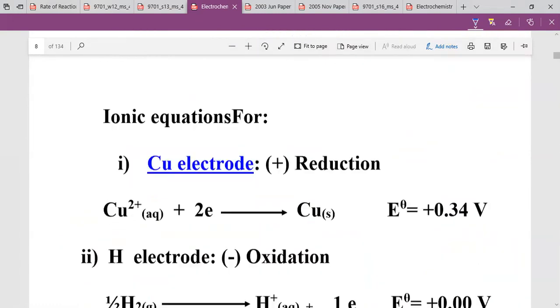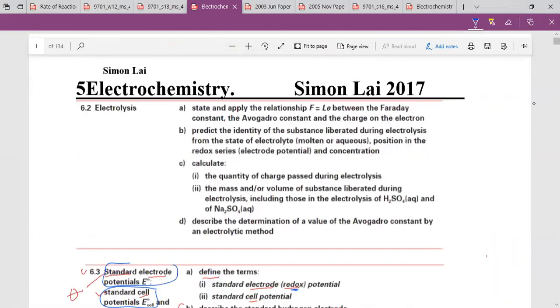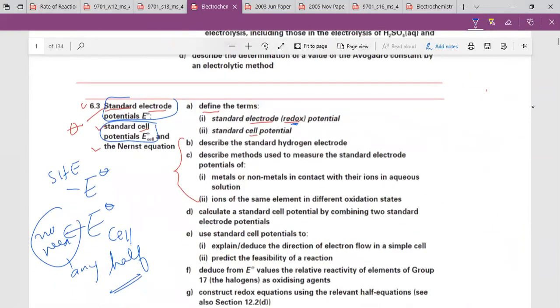All right, so now you can see I finished the first part here. Describe the standard hydrogen electrode, SHE. Methods to measure standard electrode potentials: metals with their ions, which I've done already. Now we talk about non-metals with their ions. And lastly, ions of the same element with different oxidation states, for example, Fe2+ and Fe3+.